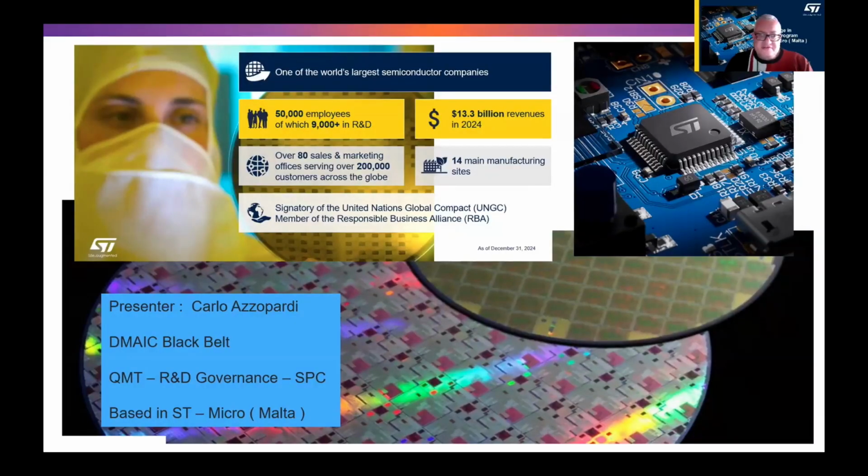We are also servicing and supplying wafers and also packaged electronics to the major automotive suppliers and also to MEMS suppliers. And a word about me. I am Carlo Zoppardi. I'm a DMAIC Black Belt, and I work now for QMTR in the governance SPC group. And I'm also based in ST Malta, on the island of Malta in Europe.